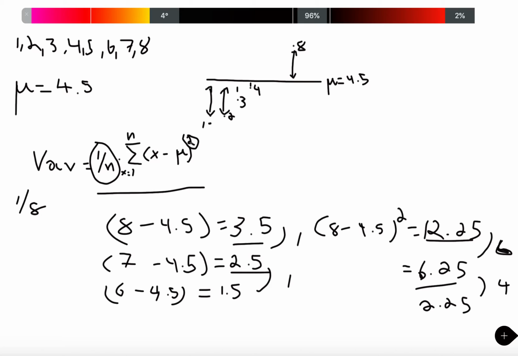Many people mistake the square, thinking that its role is to make the deviation positive. But this is not true, because if that was our purpose, we would just do something like 1 minus 4.5. Voila, it's 3.5. But no, the reason that the variance has the square is to give more weight to higher deviations. Give more weight to deviation 3.5 than to deviation 2.5.